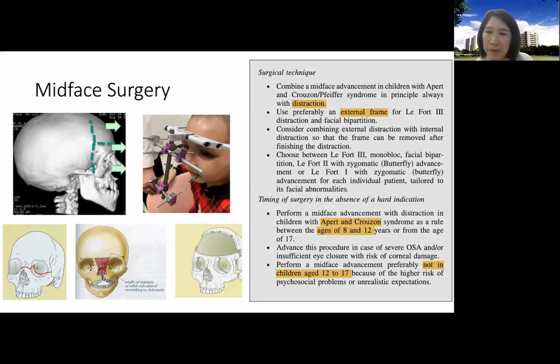So how about the age between 12 and 17? Because there's a higher risk of psychosocial problems and also unrealistic expectations. So you should not do the surgery at the age from 12 to 17.